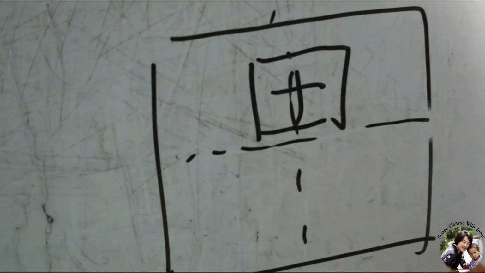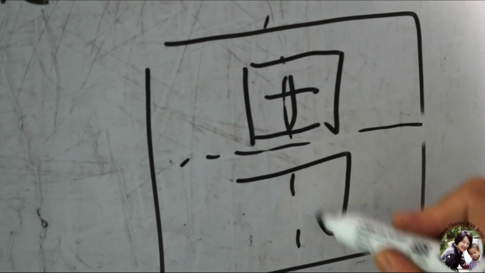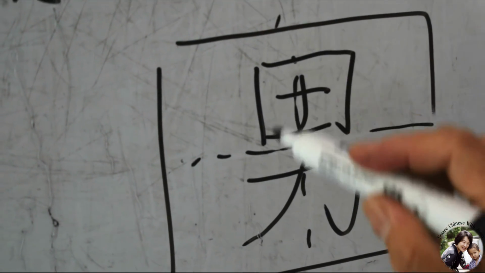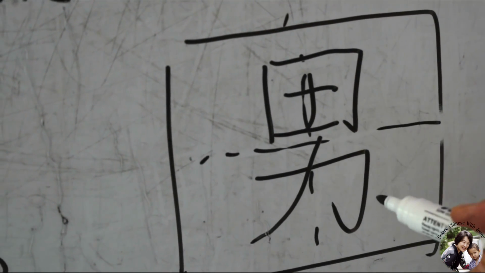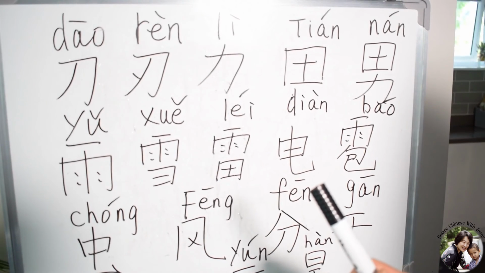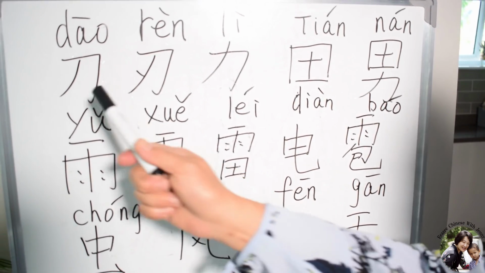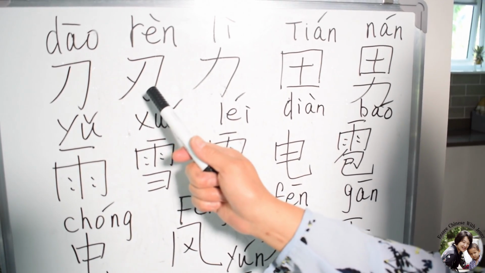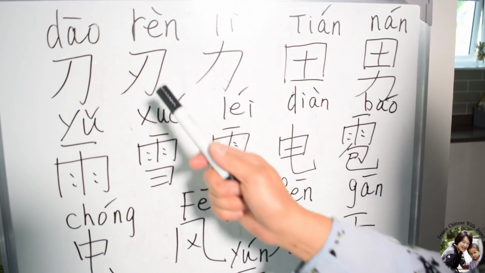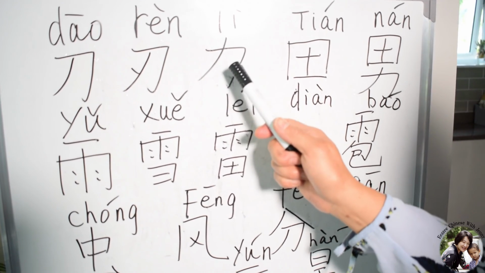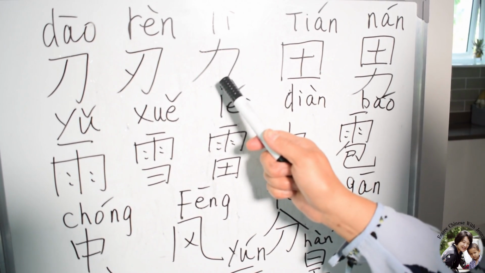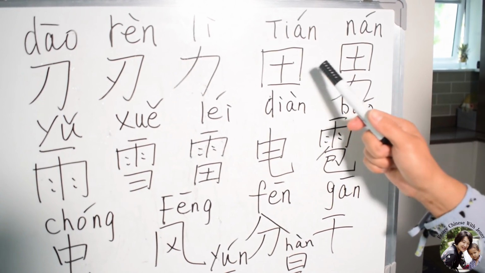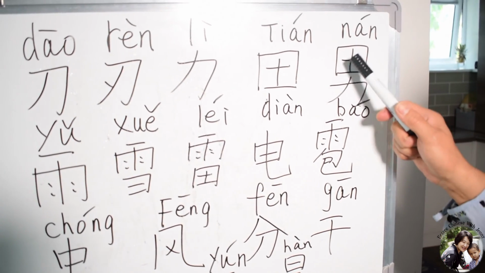田 on the top, 力 on the bottom. The labor working in the farmland, 男, male. So let's recap what we have learned today. 刀, knife. 刃, sharp edge of the knife. 力, labor or power, strength. 田, farmland. 男, male.